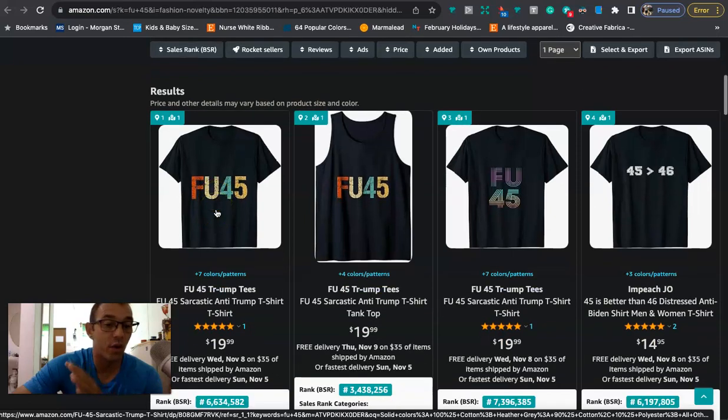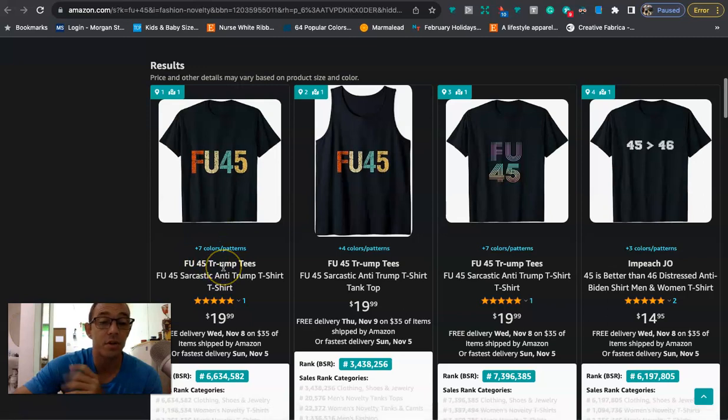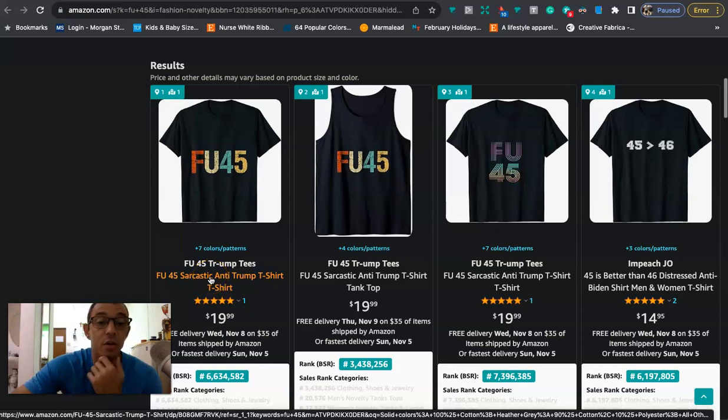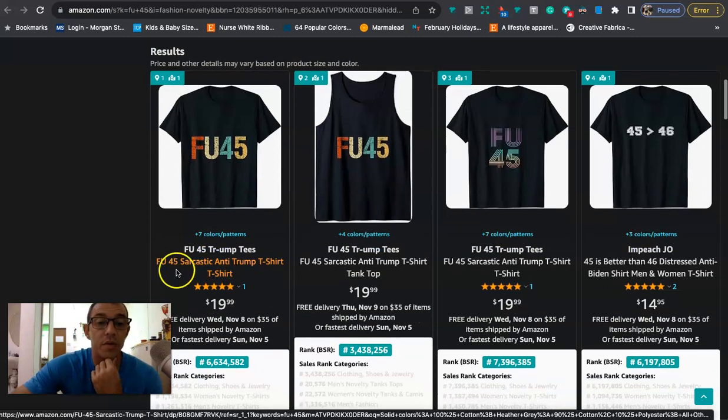Now I would avoid using the actual word in the titles, because I'm pretty sure that will get you a rejection. I remember they used to allow that, but I think they changed it, so I don't mess around with swear words anymore in the title or just anywhere in the SEO metadata. But right here we're going to see FU45.